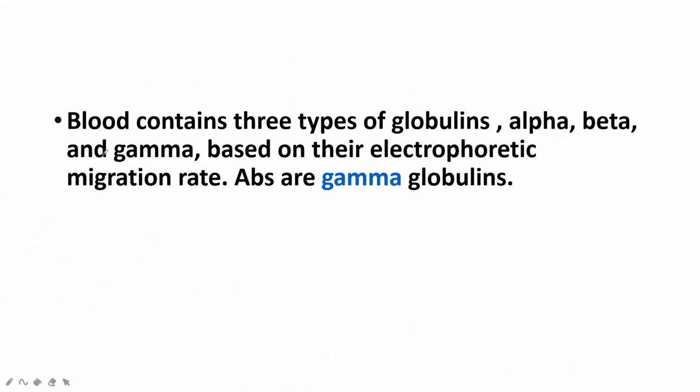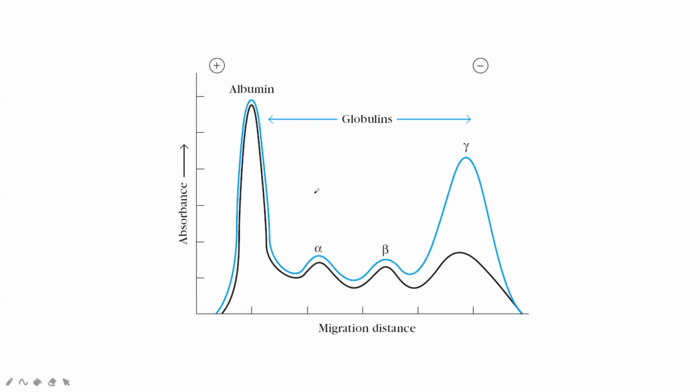Okay, let's see. The blood contains three globulins: alpha, beta, gamma. So what are the antibodies? These are the gamma globulins.